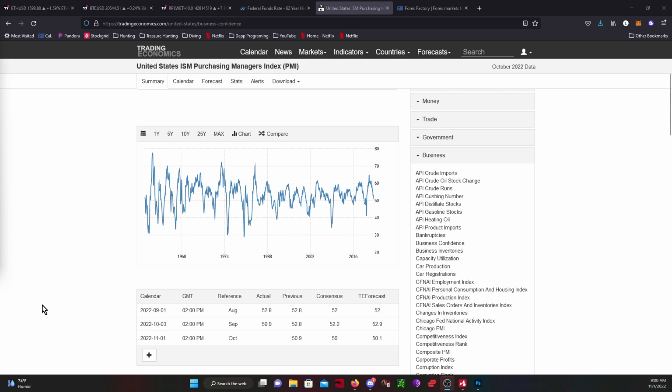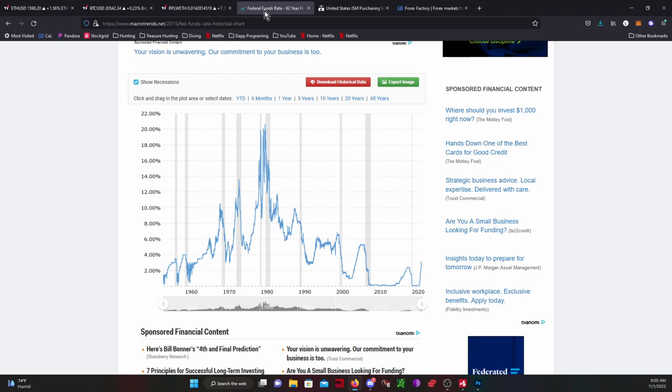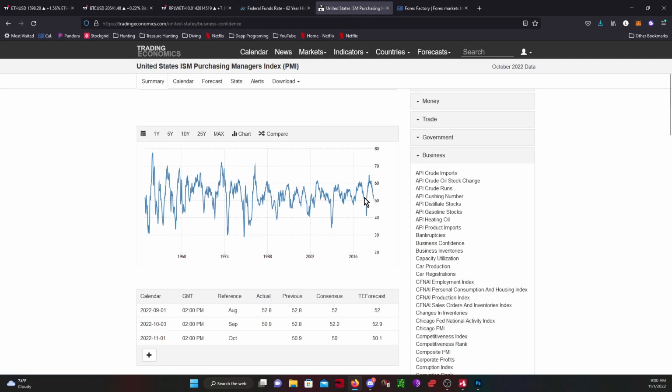So what we can do is compare this. Every time it falls below 50, we can compare that to historical points where the Fed has pivoted. The first one I'm going to talk about is right here. We go back to 2019. So go look at the ISM chart. This would be 2019. You can see how the ISM fell below 50, and what happened?